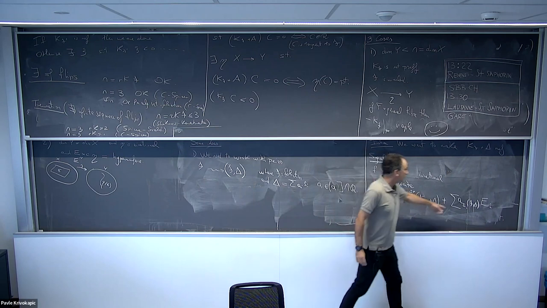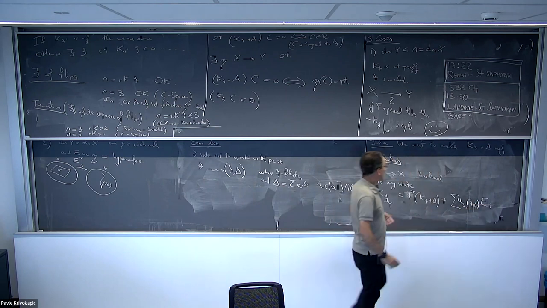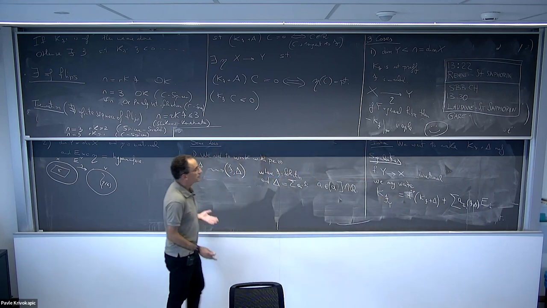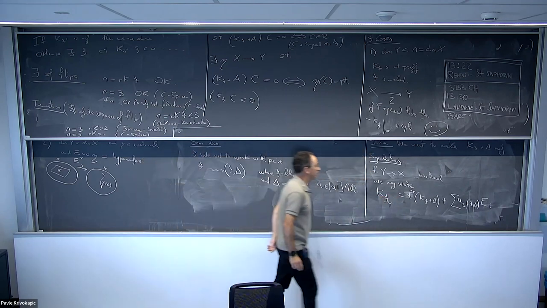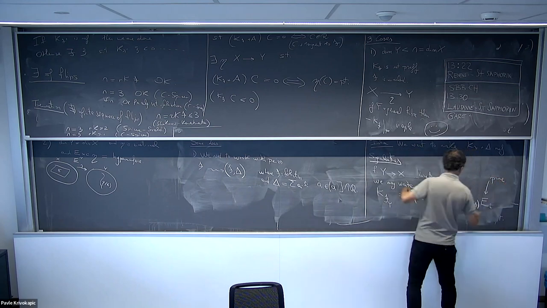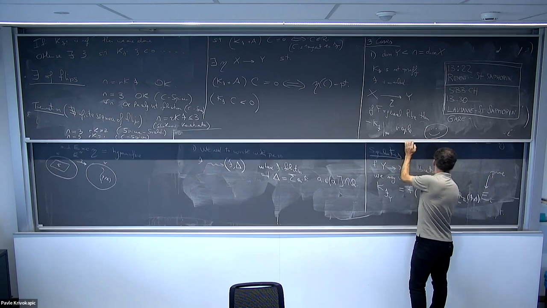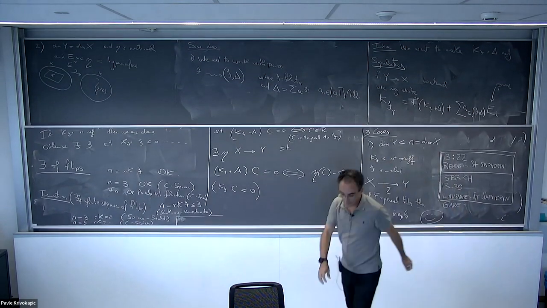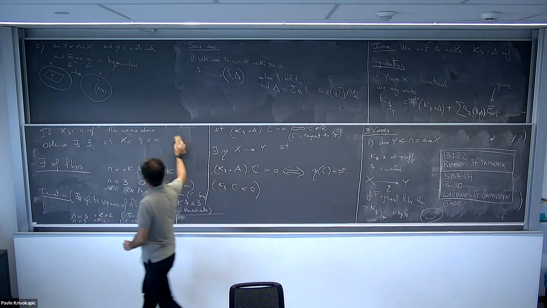I'm not assuming that this is exceptional because I'm not including delta here. So this is just the error. Of course, these are prime divisors. This number here is called the discrepancy of (F, delta) with respect to E.